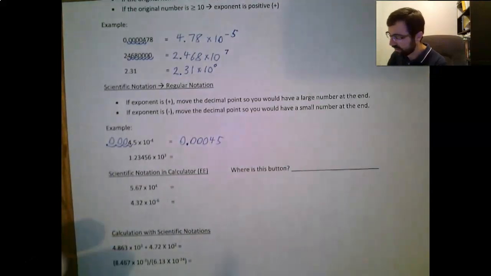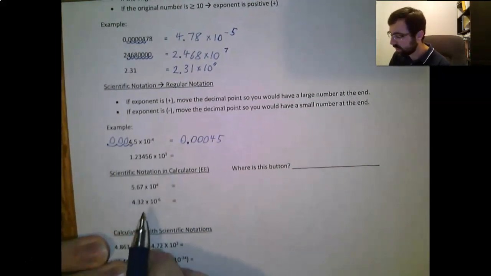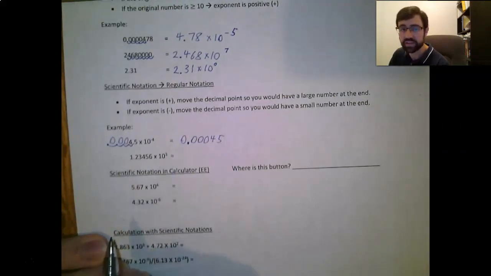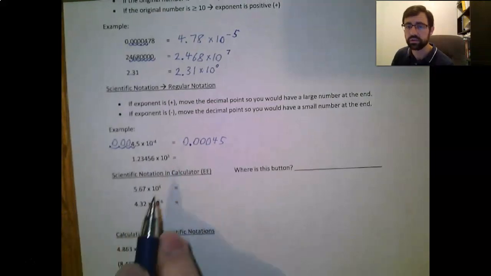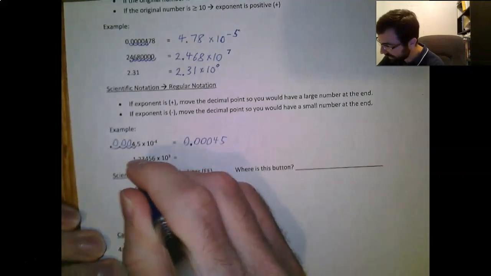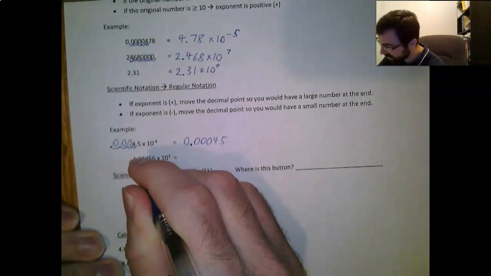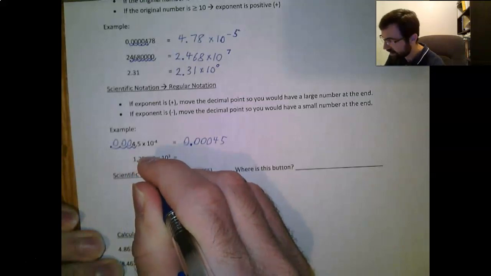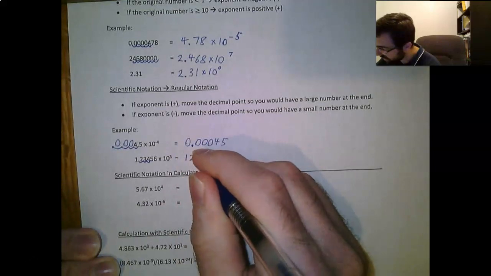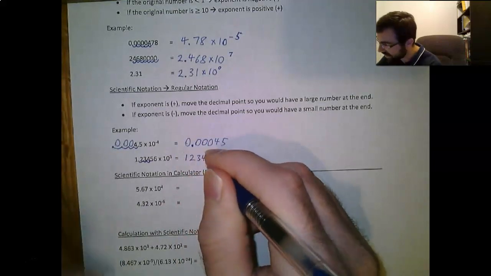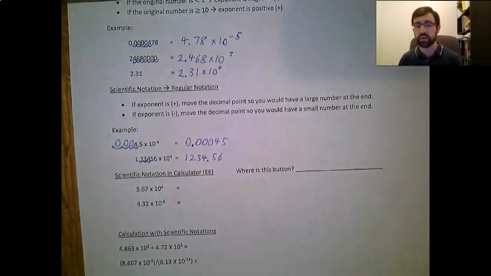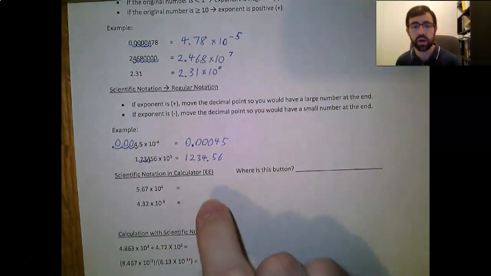Okay, and then this is 1.23456 times 10 to the 3rd. It's a positive exponent, so I need to move the decimal to the right. I want to make this number bigger. 3 spaces to the right. 1, 2, 3. Okay, so I'm just going to write 1, 2, 3, 4, and the decimal's right there. 0.56. In this case, I didn't need to add any zeros. I just moved the decimal, and that was all.